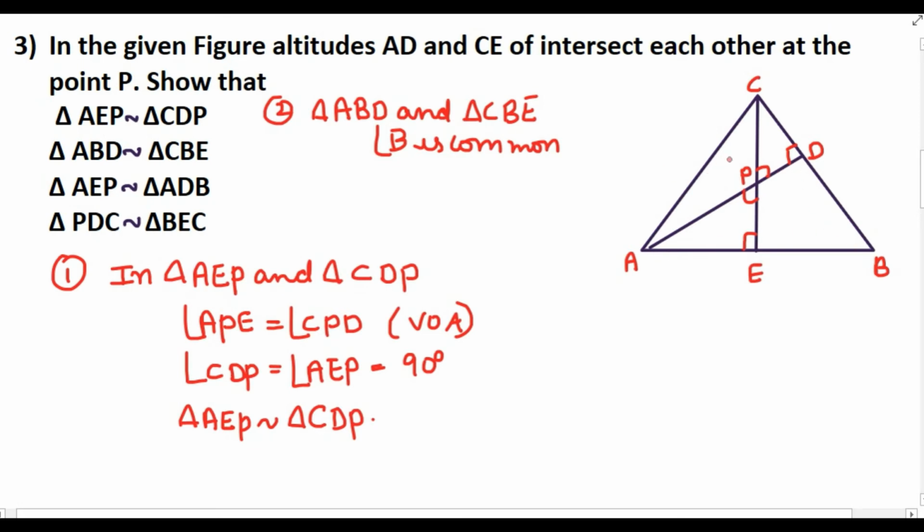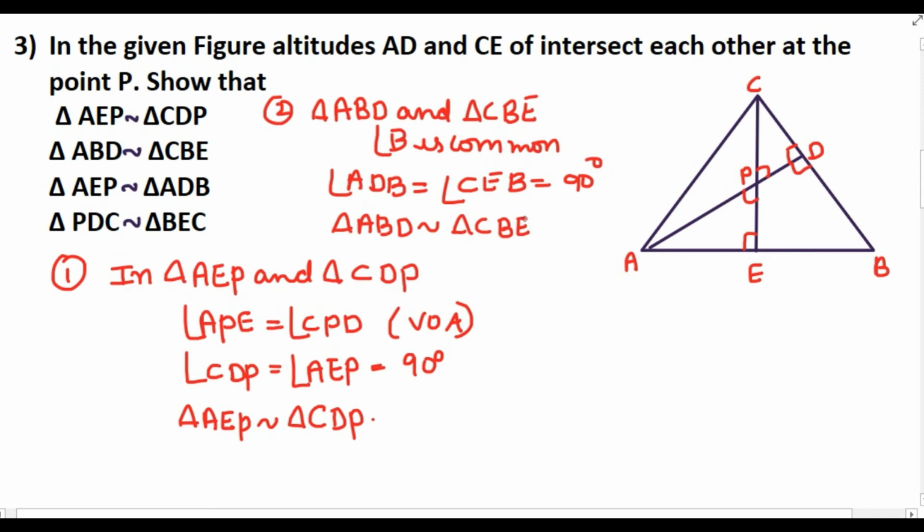ABD. So this angle is 90 degrees. So I can write angle ADB is equal to angle CEB, equal to 90 degrees. So these two triangles, ABD is similar to triangle CBE, by AA similarity criteria. Now, two we have proved by AA similarity criteria.